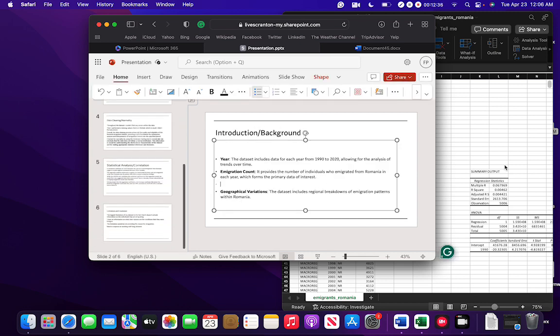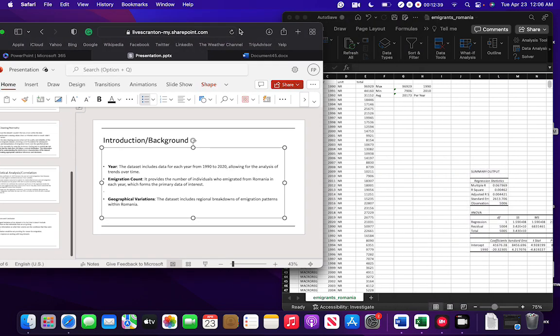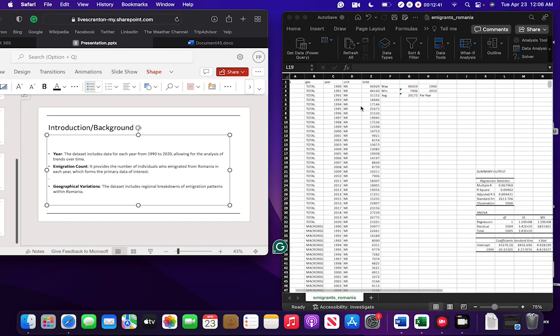Yeah, overall, my study shows that immigration from Romania has slowly declined over the years, but has now started picking up again for some reason.